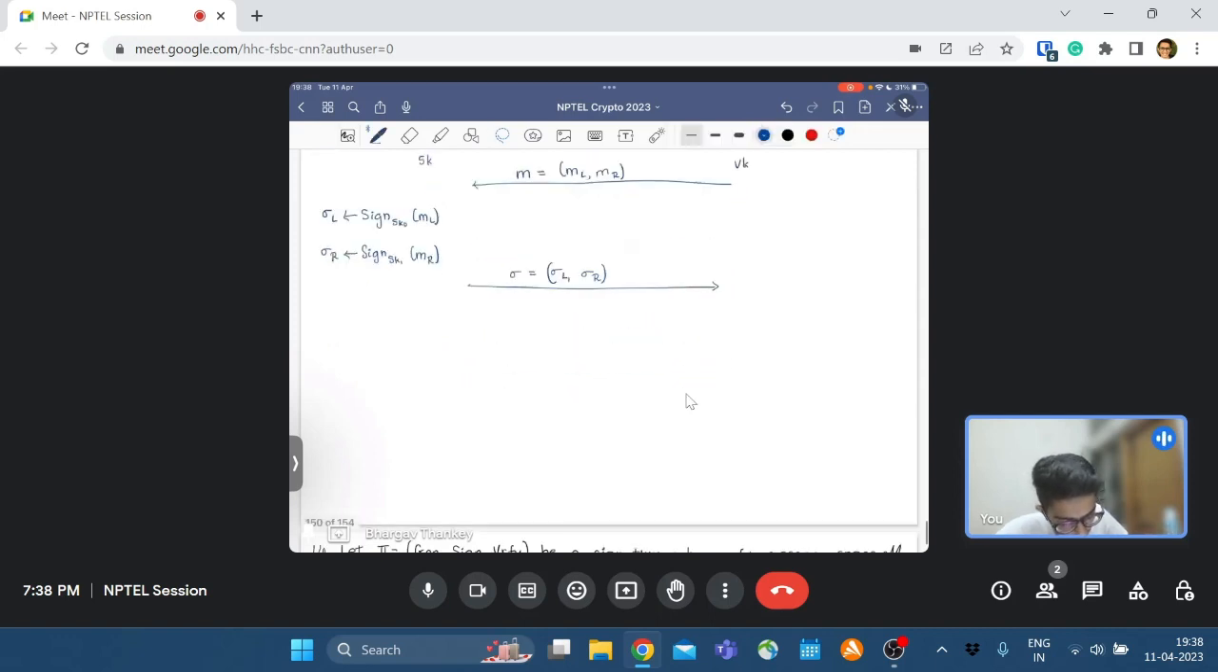Now, what does A do? It wants to generate a forgery for a new message. So it generates a new message like this, ML comma M star R, where M star R is anything other than MR. So this is a new message. And the signature it sends is sigma L comma sigma star R. But sigma star R can be anything, we don't care.